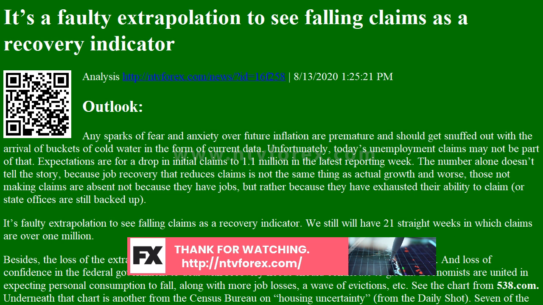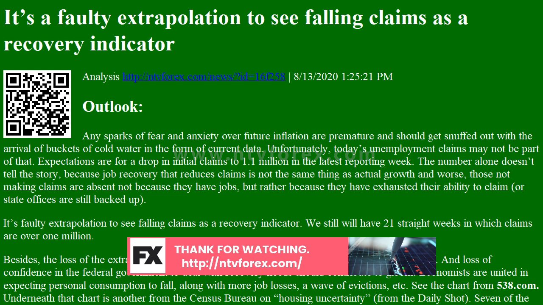The number alone doesn't tell the story, because job recovery that reduces claims is not the same thing as actual growth, and worse, those not making claims are absent not because they have jobs, but rather because they have exhausted their ability to claim or state offices are still backed up. ETA's faulty extrapolation sees falling claims as a recovery indicator. We still will have 21 straight weeks in which claims are over 1 million.